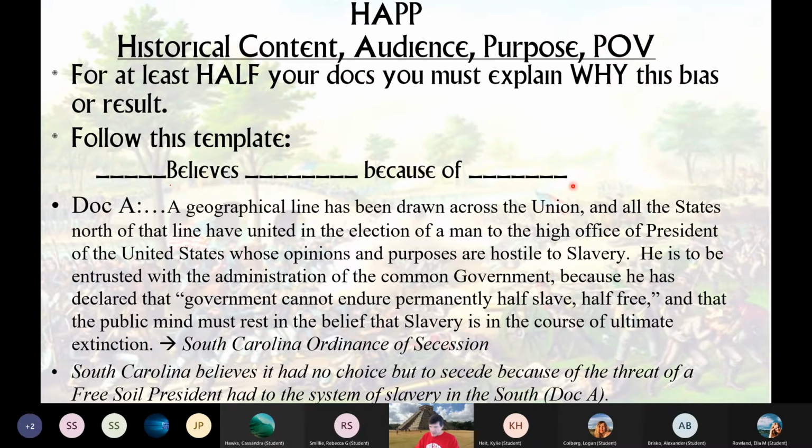Blank believes this, blank, because of. Or you could just say that South Carolina feared a free soil president. Or you could say that South Carolina believed the Republican Party were all free soilers. So that is an example of how to do that.